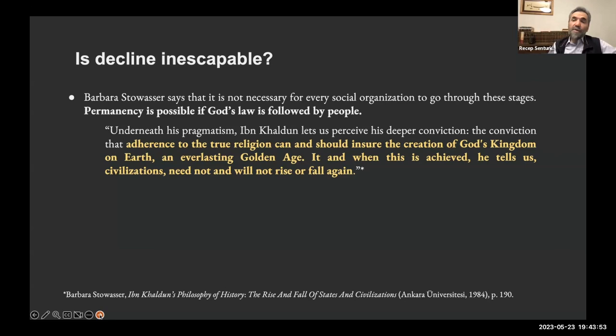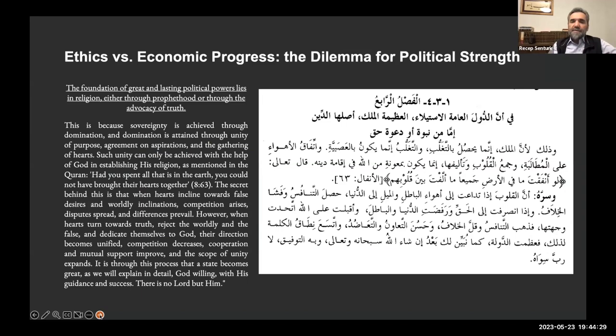So if people practice these values, derived from the Sunnah of Prophet Muhammad, leisure, luxury, prosperity, power will not have any negative impact on them. But if they abandon these moral principles, which protect them from the negative impact of wealth and power, they are destined to lose their state and society. There's a dilemma: the adversarial relationship between morality, ethics, and economic progress in Ibn Khaldun.